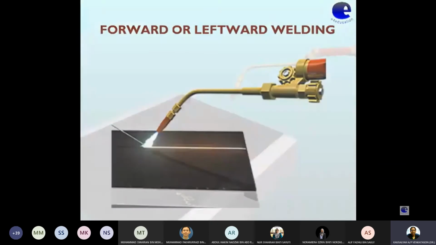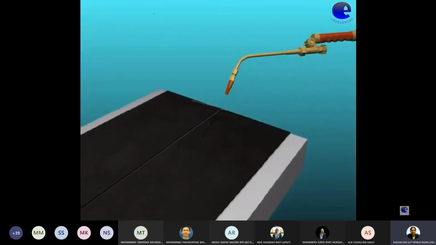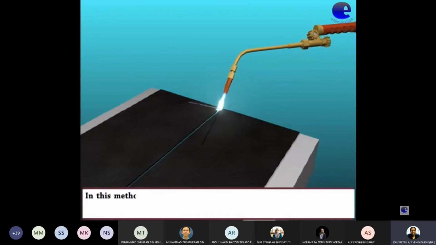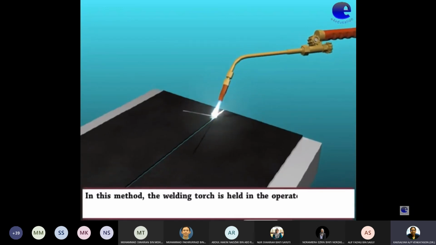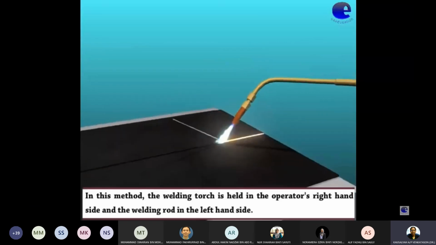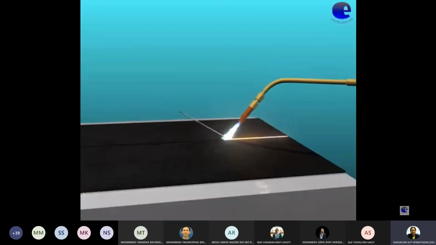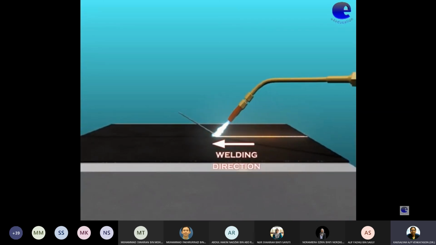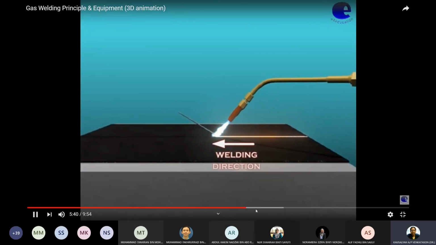Forward or leftward welding. Let us see the forward and leftward welding. This welding consists of filler rod and welding torch. In this method, the welding torch is held in the operator's right hand and the welding rod in the left hand. Welding direction: in this welding, the torch flame moves from right to left.